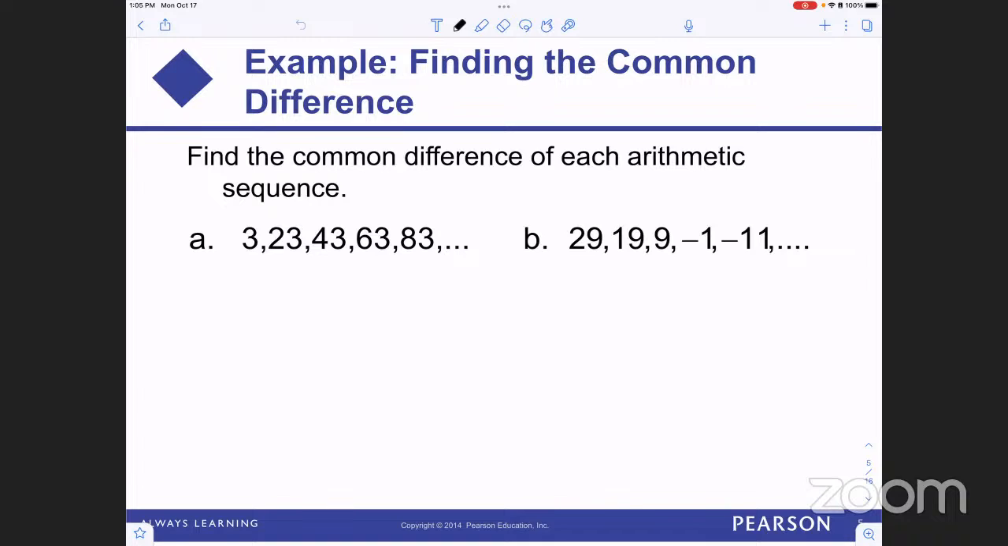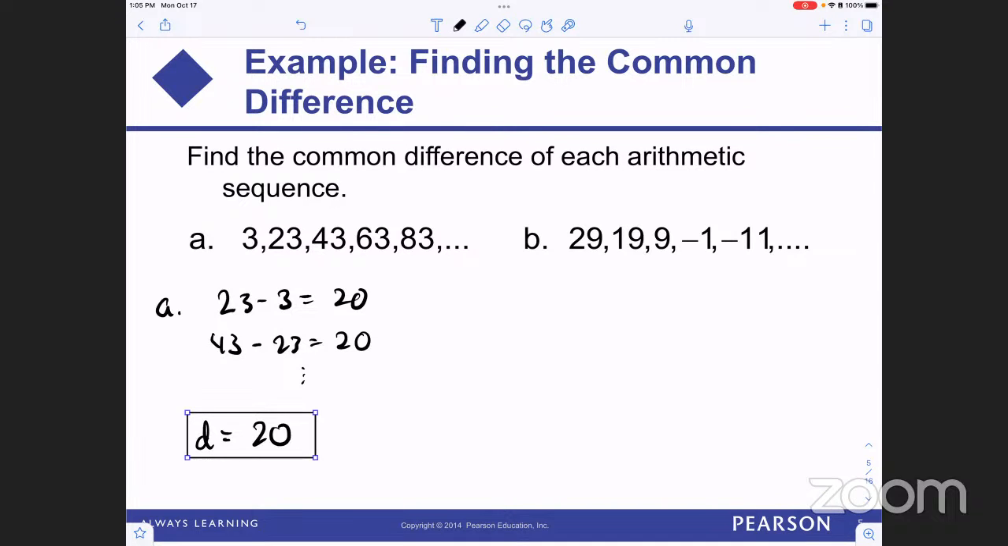If they're telling us it's arithmetic, then there should be a common difference; we should be adding the same thing at each step. We can verify. Starting with part A, notice that 23 minus 3 is 20. 43 minus 23 is also 20. So it looks like the common difference is 20. That's all the instructions asked us to do.